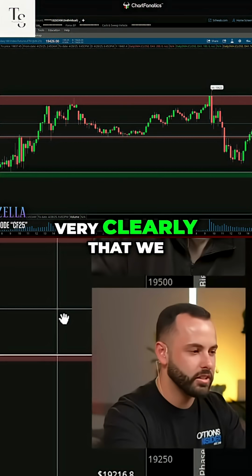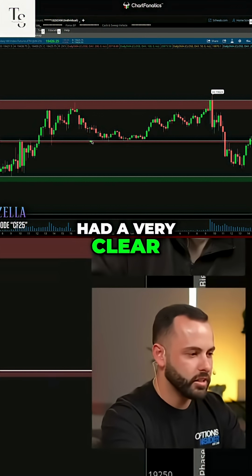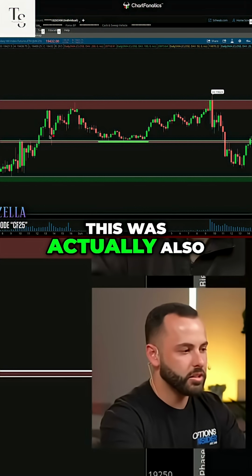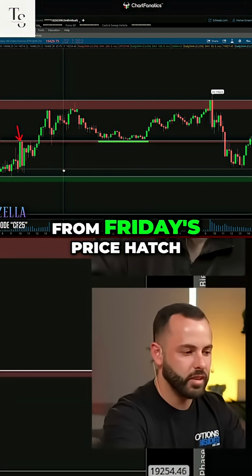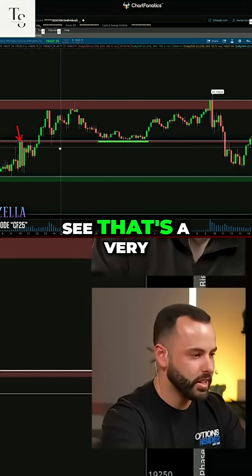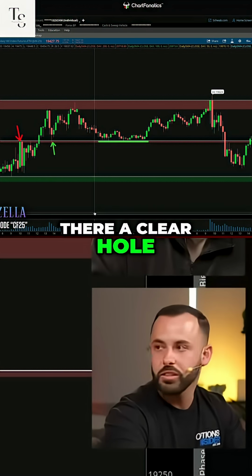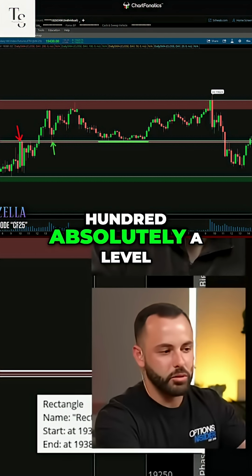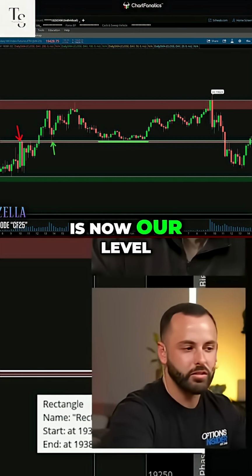So we can see very clearly that we had a very clear low that came in here. I'm going to make that green, right? Very clear low. This was actually also a very clear rejection from Friday's price action. So we can see that's a very clear level, even right there, a clear hold. Exactly. So 19,395, 19,400, absolutely a level of interest. That is now our level of interest.